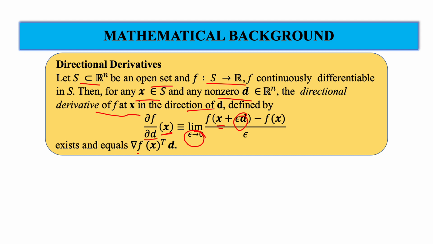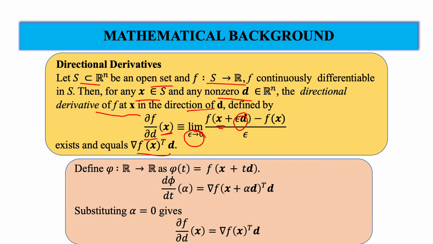This equals gradient f(x) transpose d, and it is easy to see that if you define a new function phi from R to R, parameterized using d, as phi(alpha) = f(x + alpha d), then the derivative of phi at alpha equals 0 will give you gradient f(x) transpose d, and that is the directional derivative of f(x) along the direction of d.